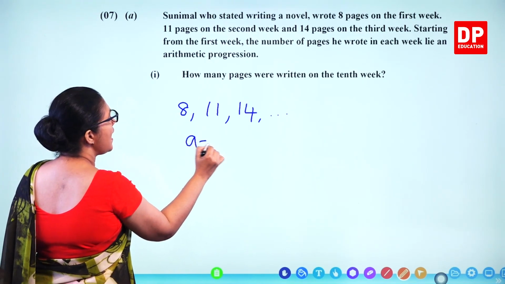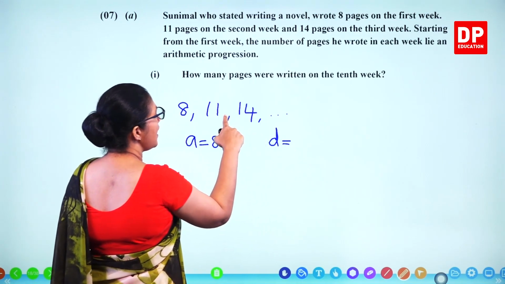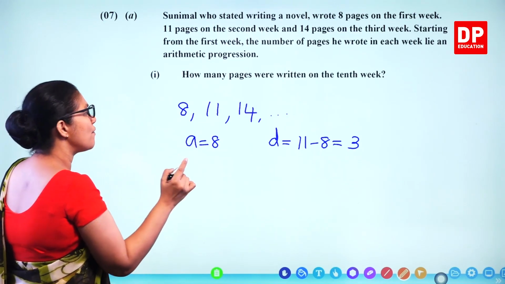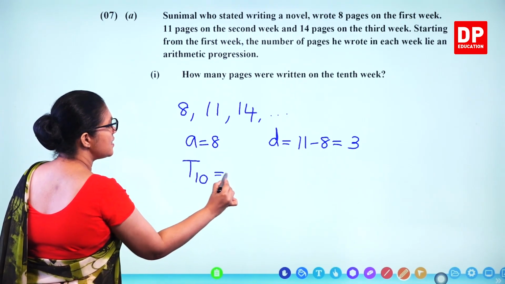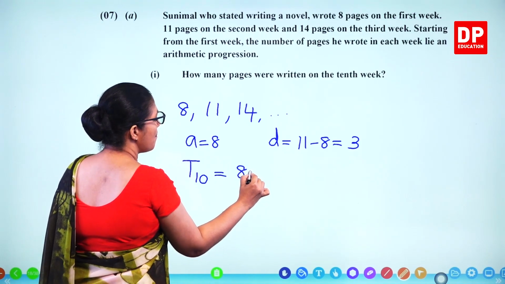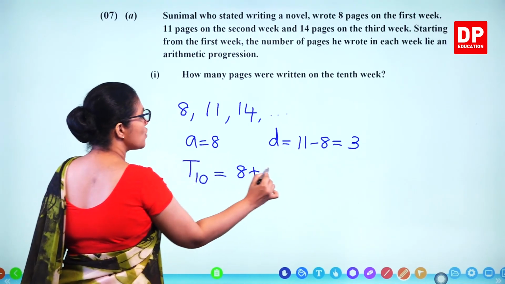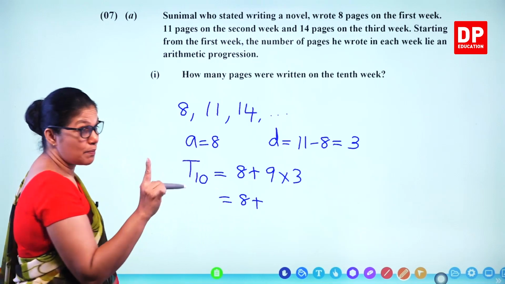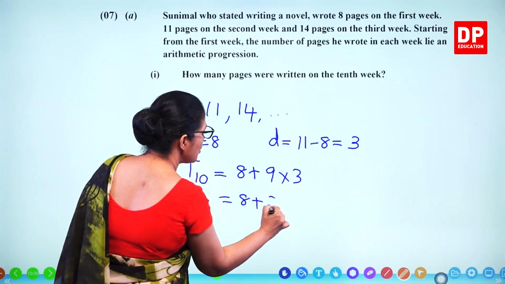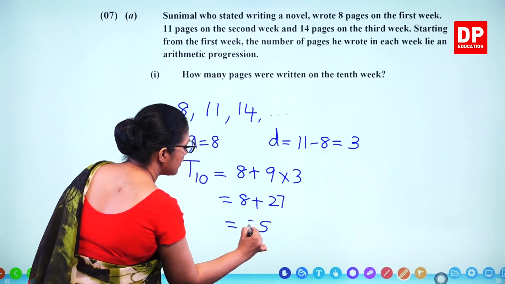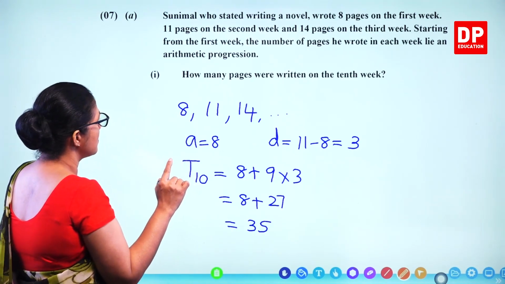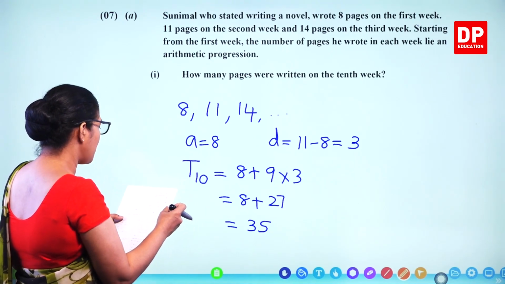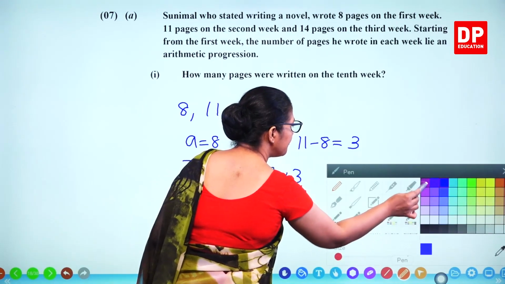So the first term is 8. What's the common difference? Any term minus the previous term. That's 3. So you can find out the 10th week, T10. First term plus n minus 1, so 10 minus 1, 9 into d. First multiplication, 9 times 3, 27. You get 35 pages written in the 10th week. So how many marks for that part? You are getting 3 marks.